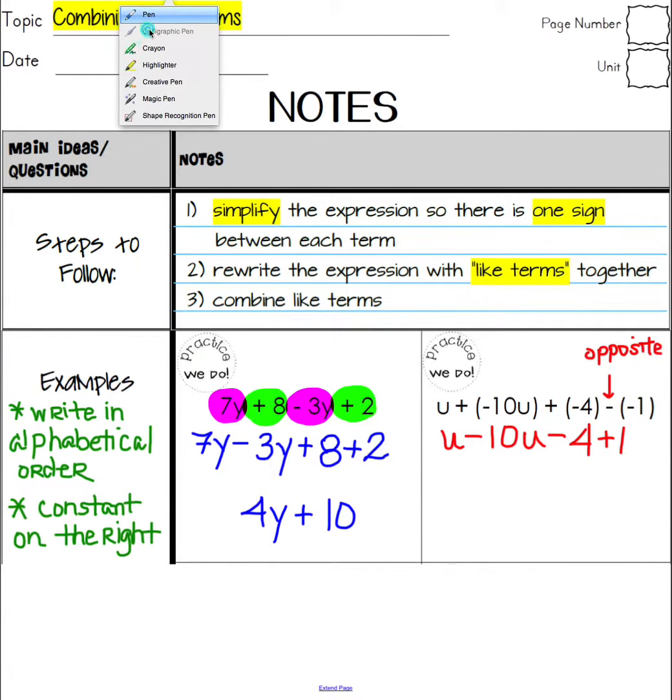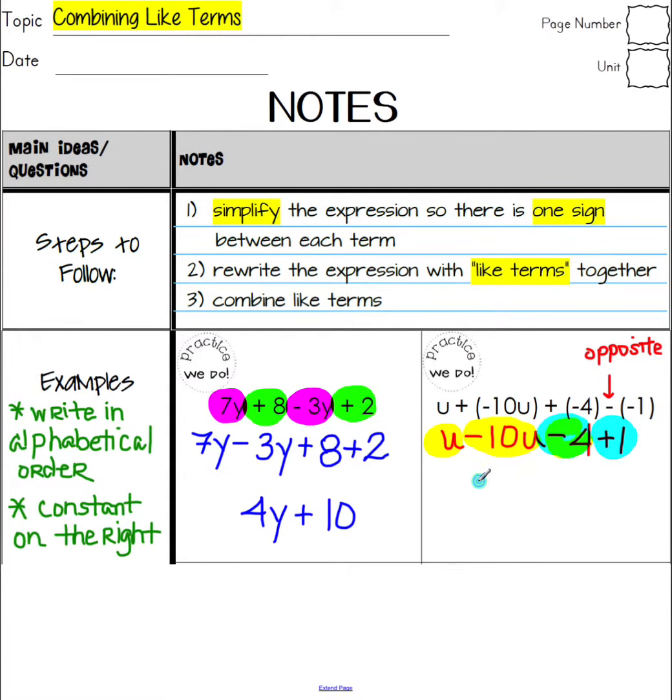And so then from there we should see that we have like terms. So we have a u and a negative 10u. So make sure we grab that sign in front of it. As well as we have a negative 4, and a positive 1. And so those are like terms. So we can go ahead and combine our like terms because they are already grouped together.